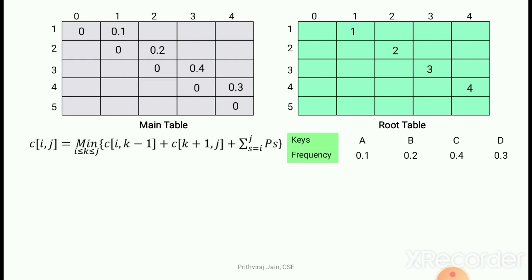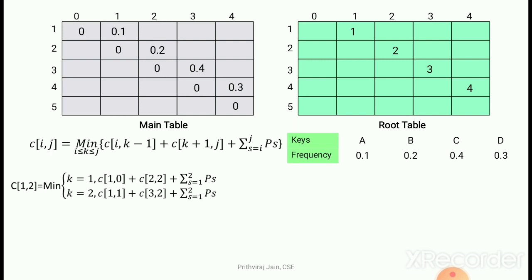Now we have the formula here, and based on this formula we have to calculate C of 1 comma 2. C of 1 comma 2 is equal to the minimum of, here we have two values for k: k is equal to 1 and k is equal to 2. Since we have considered C of 1 comma 2, the range is from 1 to 2. If k is equal to 1, then we just substitute the values based on that formula.